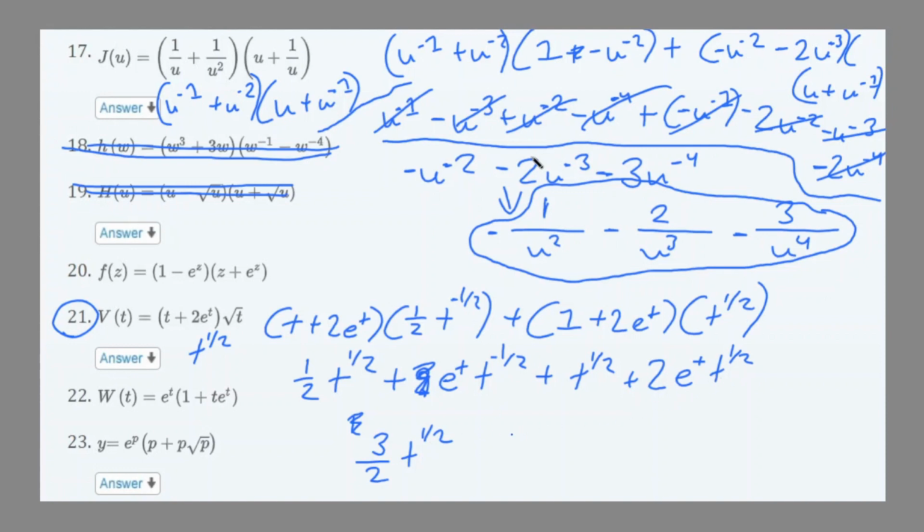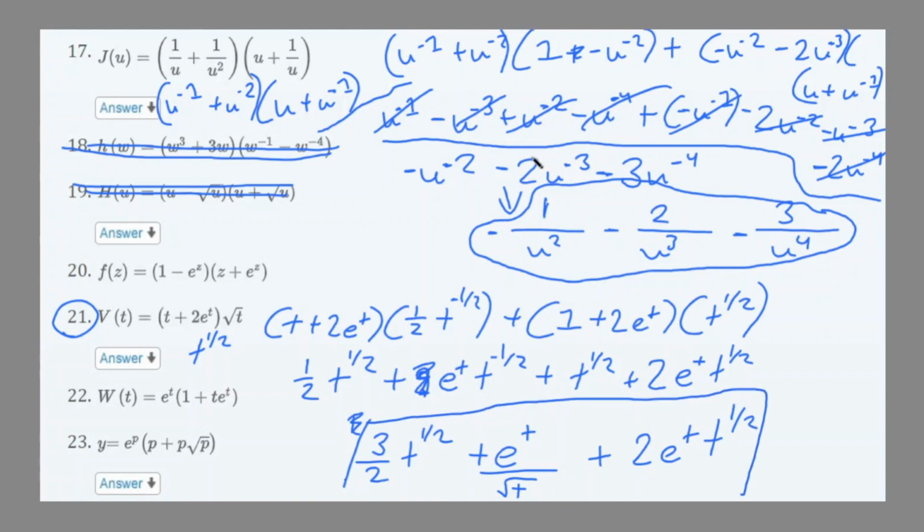So now if we write it without negative exponents, we would have 3 over 2 t to the 1/2 power plus e to the power of t over the square root of t on the bottom, and then plus 2e to the power of t times t to the 1/2 power, or square root of t. Those are the same thing. So that would be your final answer for 21.